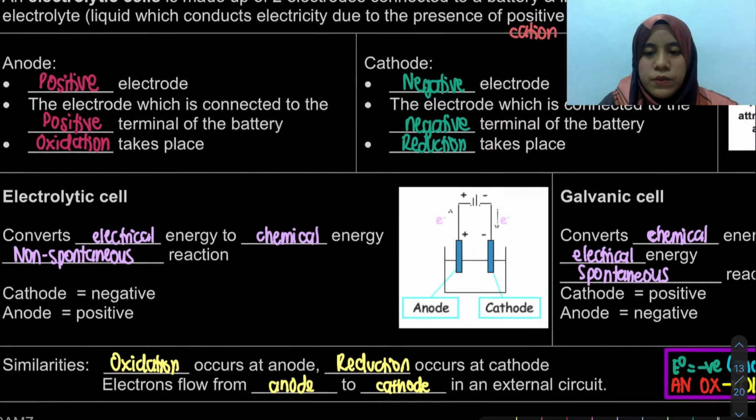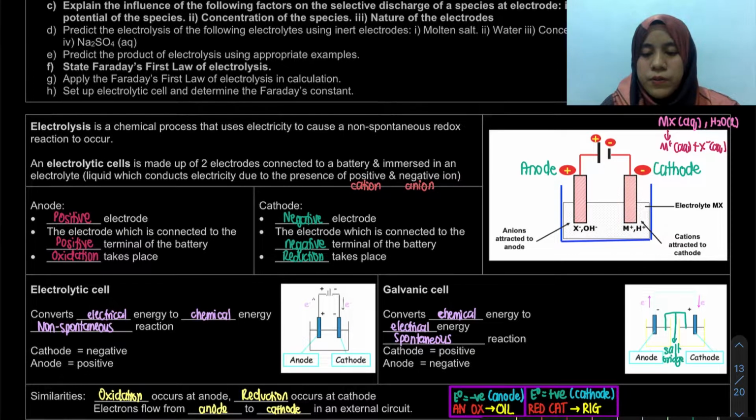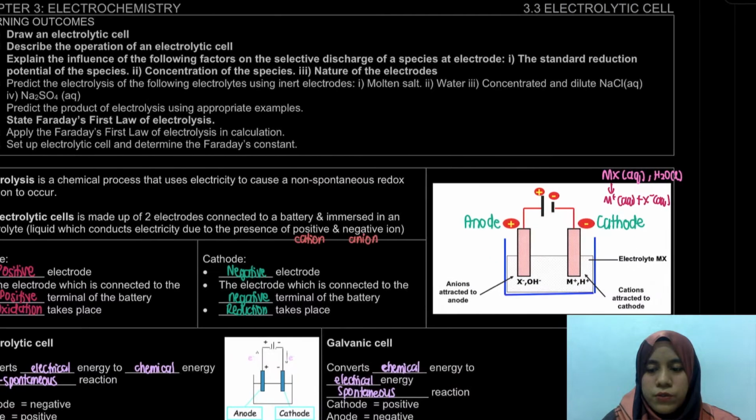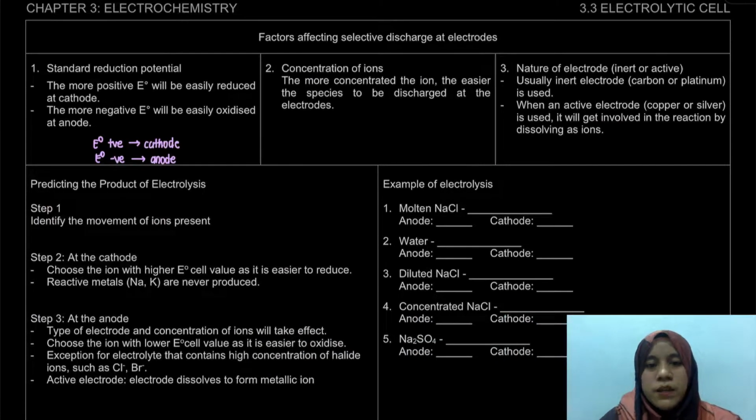Okay, next what we're going to look at is electrolysis. We will look at several factors regarding the discharge of the species at the electrode. Okay, so on your notes on page 14 here are the factors affecting the discharge.